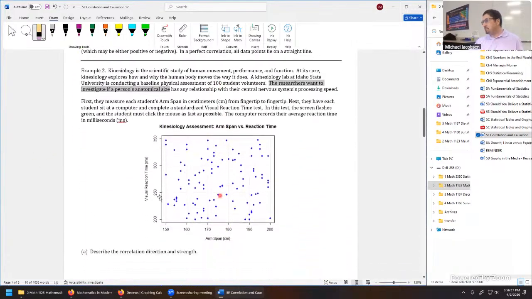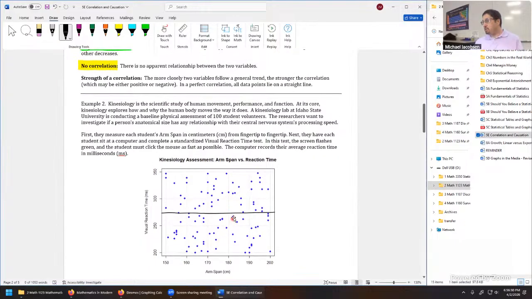But this one, I can't see an upward trend. I don't see a downward trend. There's no line really that describes this except maybe a flat horizontal line like this. If all you can put down is a flat horizontal line, this is no correlation whatsoever.